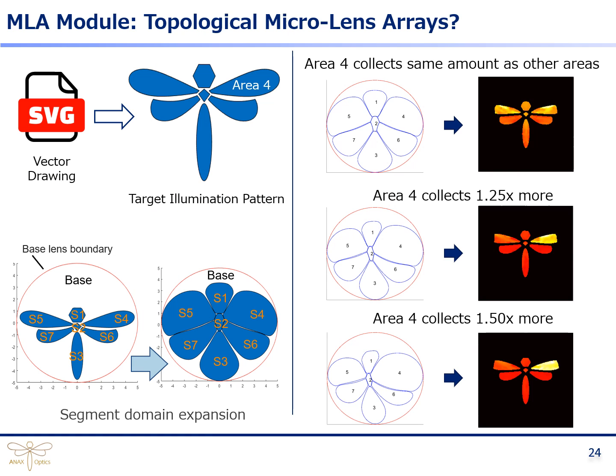Another innovation of the Hyperion software is the use of topological microlens arrays. Here, an illumination pattern is imported from a vectographic file. This target illumination pattern is then topologically optimized to fill the available optical aperture on the lens array. This step allows a more efficient collection of light from a single point source or from a collimated source of light.